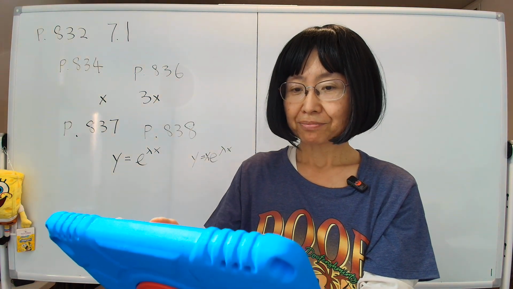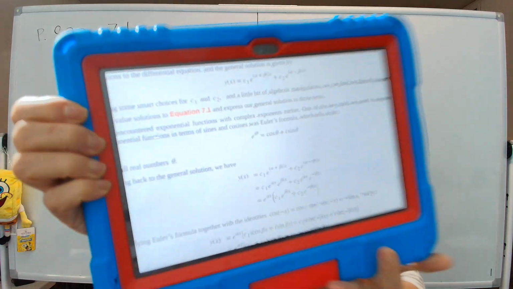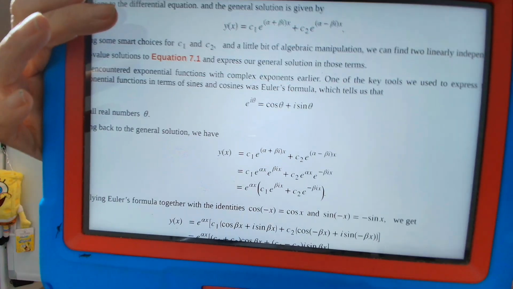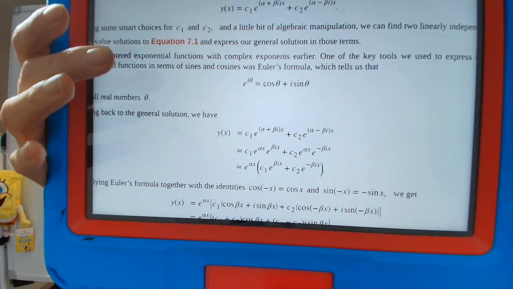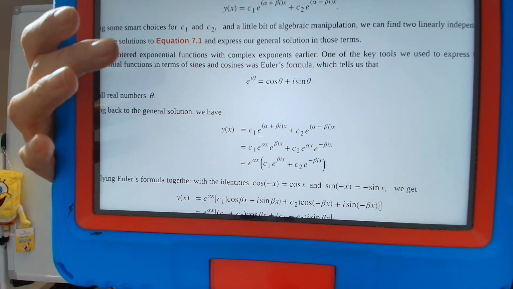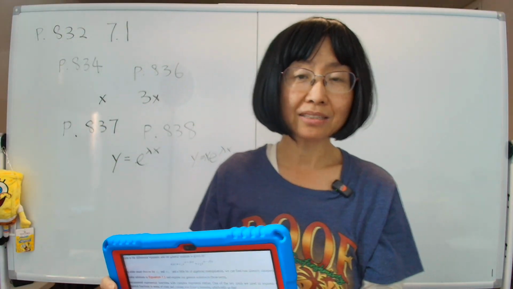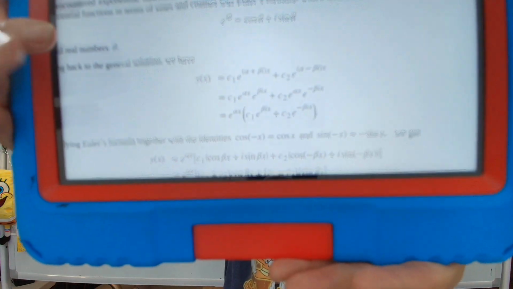Now remember that we have the general solution. Okay, here's our general solution. Right, and then we're going to do some algebra with this using this equation, which is e to the i theta equals cosine theta plus i sine theta. Remember, i is the complex number, which is the square root of negative 1. So remembering that, we're going to manipulate this thing.